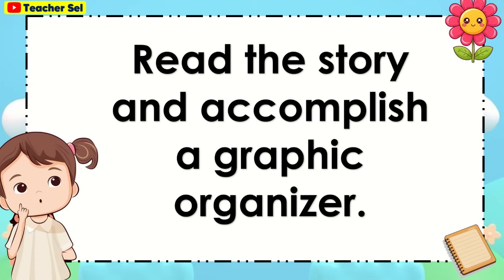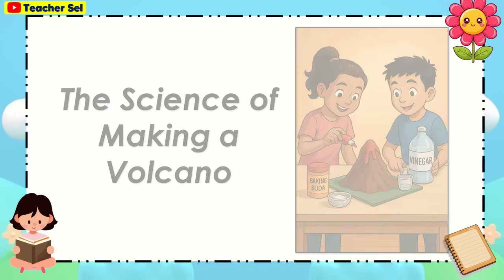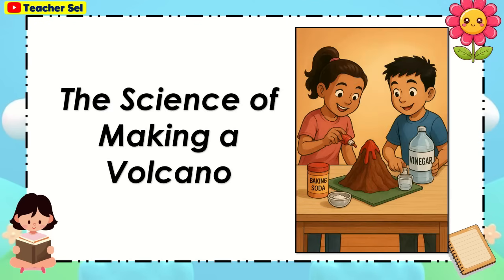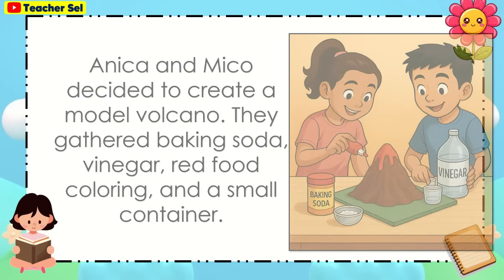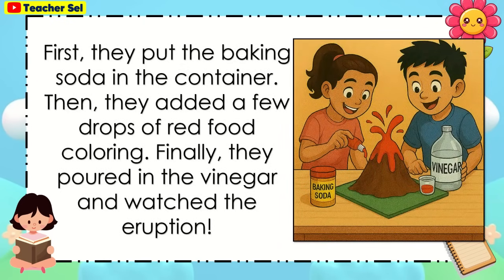Read the story and accomplish a graphic organizer. The steps of making a volcano. Anika and Miko decided to create a model volcano. They gathered baking soda, vinegar, red food coloring, and a small container. First, they put the baking soda in the container. Then, they added a few drops of red food coloring. Finally, they poured in the vinegar and watched the eruption.